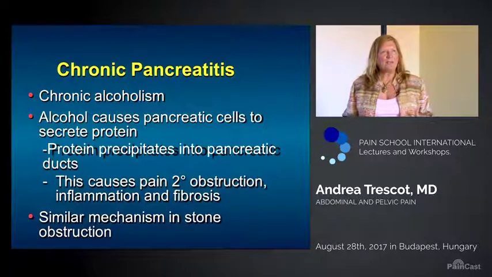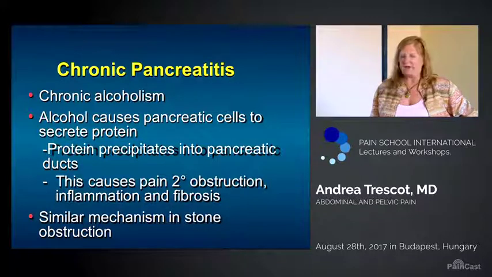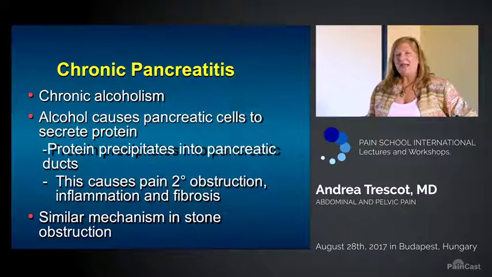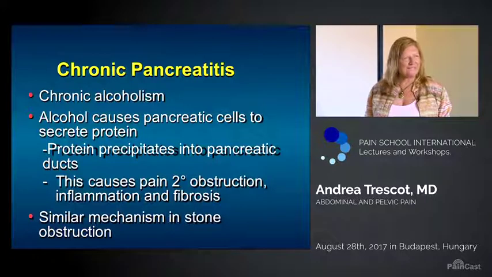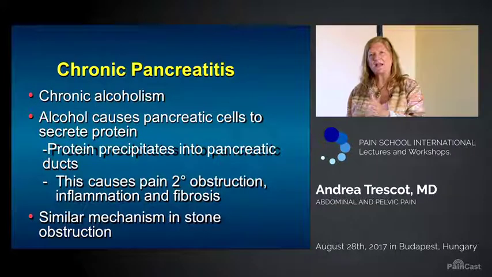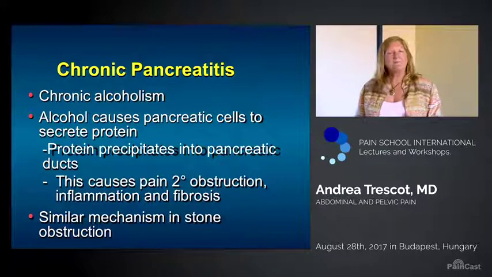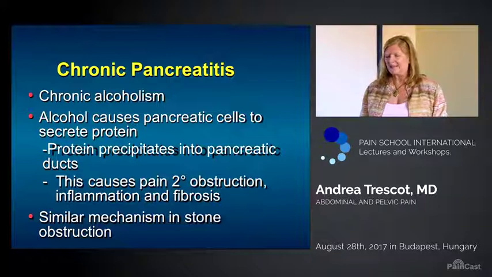So we're going to use chronic pancreatitis as the example for a visceral pain. It often comes from chronic alcoholism, though it has many other causes. What they think happens with the pancreatitis with alcohol is it causes the pancreatic cells to secrete a protein. That protein precipitates in the pancreatic ducts, and that clogs up the ducts, leads to a backup of those enzymes. It's probably the same mechanism that we see when there are pancreatic stones or gallstones in the common bile duct. And this causes the obstruction, inflammation, and fibrosis.